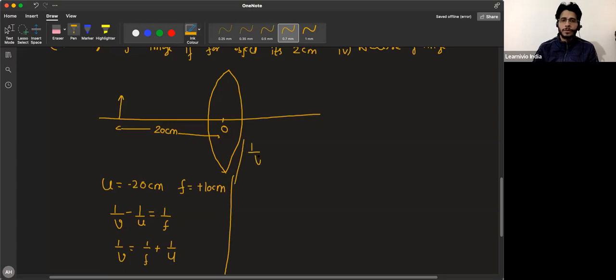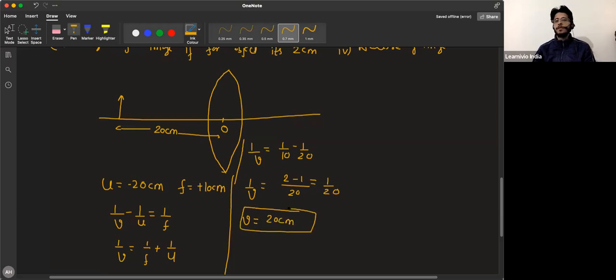So you get 1 by V is 1 by F, which is 1 by 10, plus 1 by U, which is minus 1 by 20. So 1 by V is, you take LCM, it comes out to be 20. 10 2s are 20, it's 2 minus 1, so it's 1 by 20. So we get V, which is 20 centimeter. This is final, not velocity, image distance, which is 20 centimeter. That's the first one.